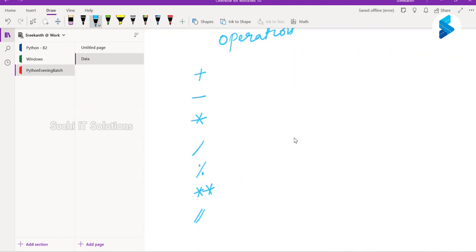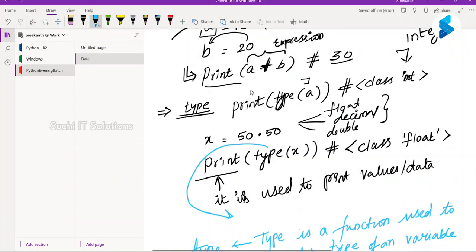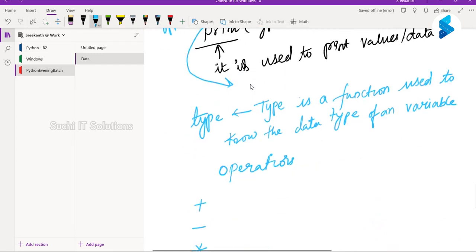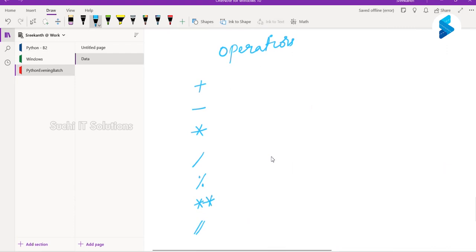One operator we have already seen, which is equal to. What operator is it called? Equal to is called which operator? Assignment operator. Right. It is basically called assignment operator. In the same way, for arithmetic operations, we have another set of operators.